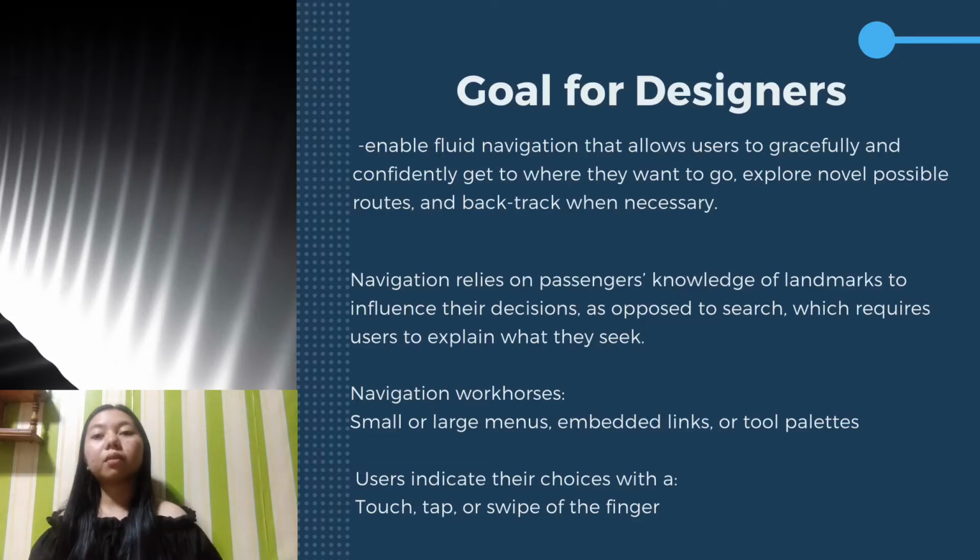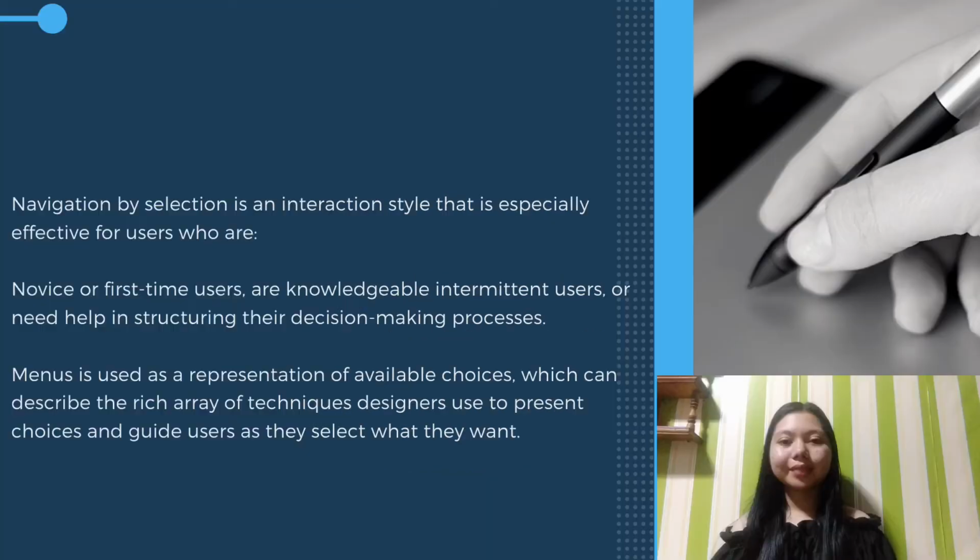There are three navigation workhorses: small or large menus, embedded links, or tool palettes. Users indicate their choices with a touch, tap, or swipe of the finger or by using a pointing device and get immediate feedback indicating what they have done.